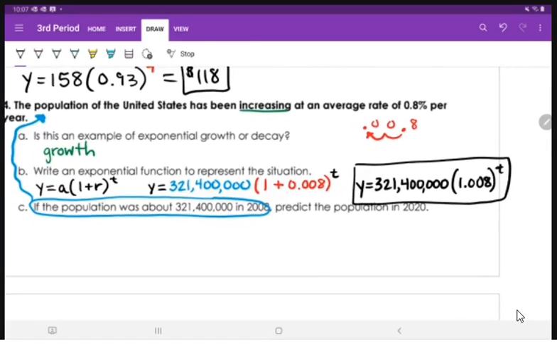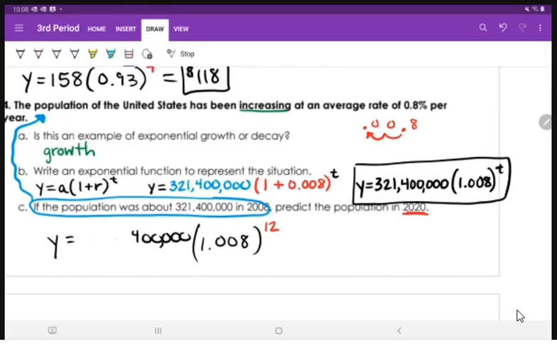And so for part C, we can kind of ignore the front because we moved that stuff. We're going to try to predict the population in the year 2020. So we're going to put a value in for t that represents the amount of time that has passed since 2008. So our problem started in 2008 and we want to calculate it in 2020. So the number of years that has passed is 12. So we're going to plug 12 in.